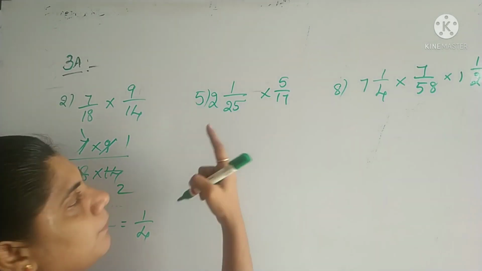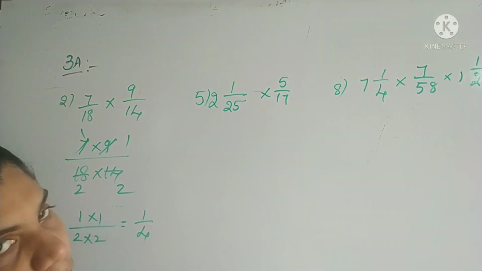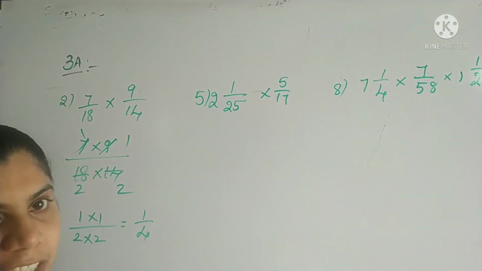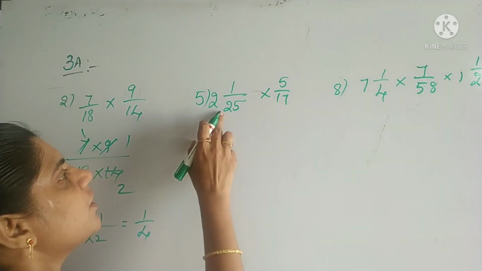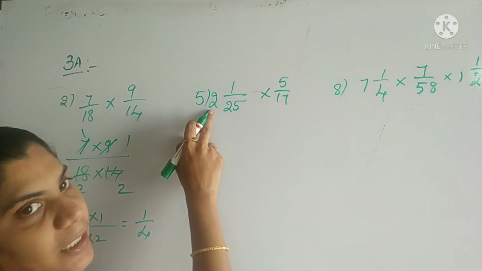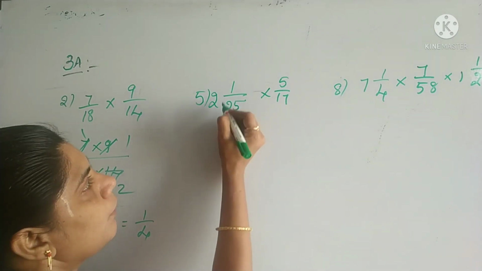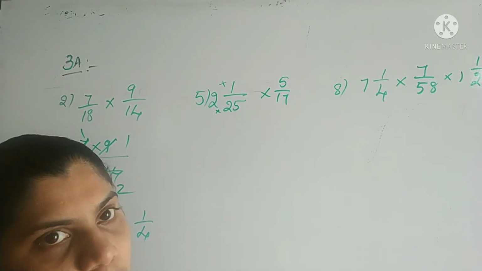Now see the second one. Here they have given one mixed fraction and one normal fraction. So 2 1 by 5. How to convert the mixed fractions? I have explained in the previous class, right? Just multiply the whole number with the denominator, and then do the addition with the numerator.